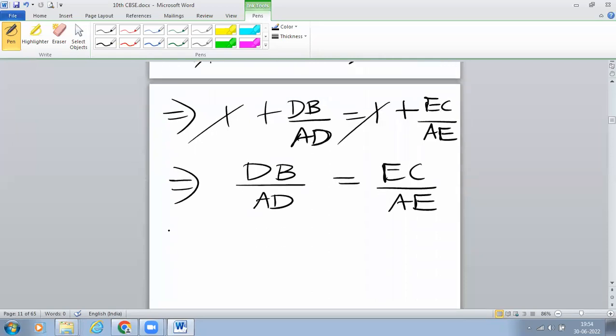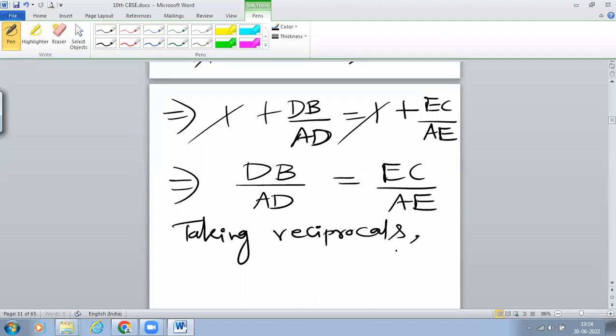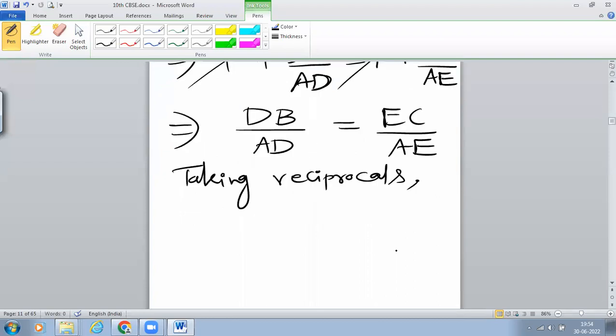Now, the final step: taking reciprocal on both the sides. Please write this step. Simply write taking reciprocals. If we take reciprocal, we have to take it on both the sides. Now DB by AD will become AD by DB, which is equal to EC by AE will become AE by EC, with AE going to the numerator.